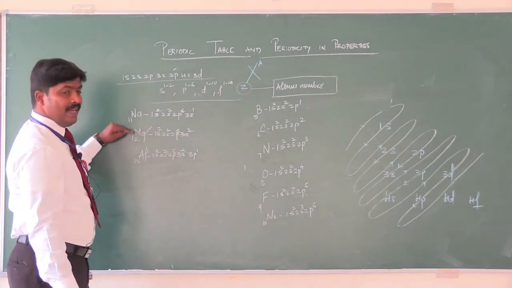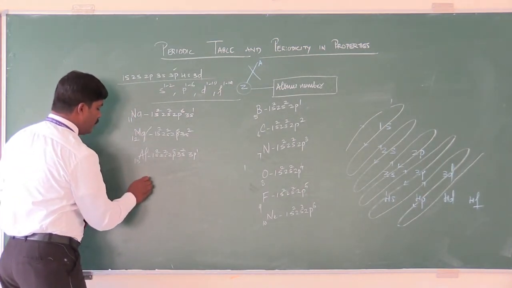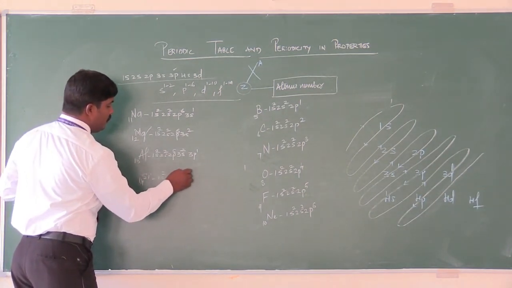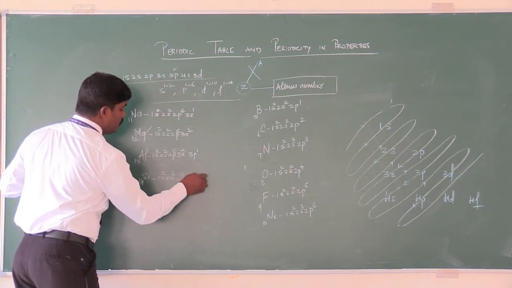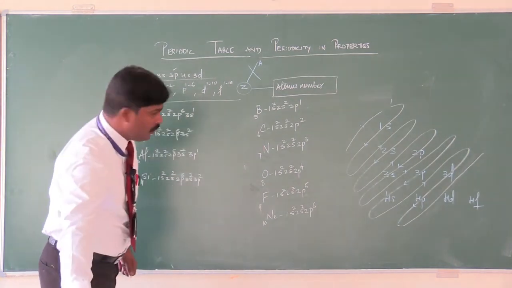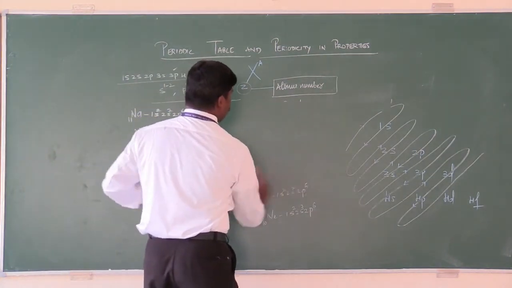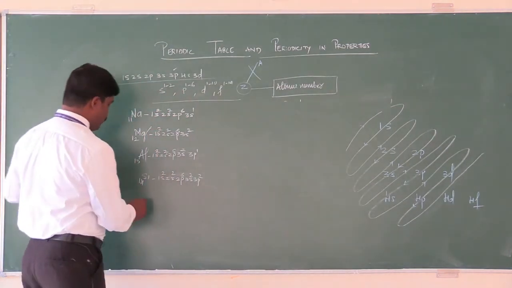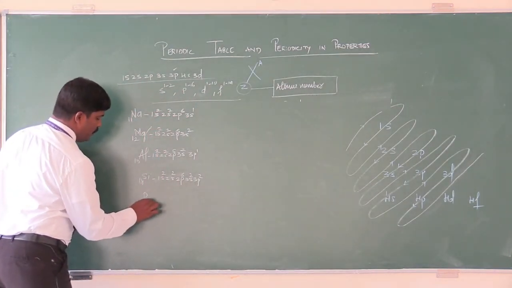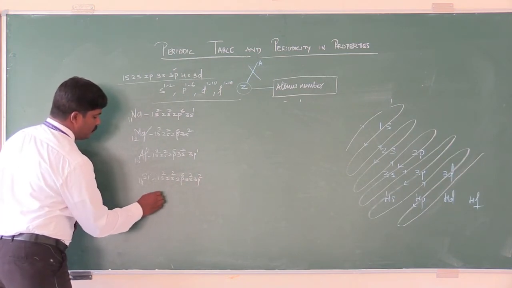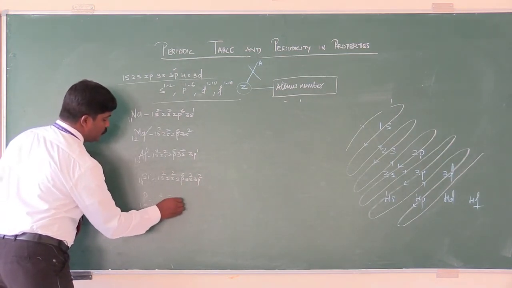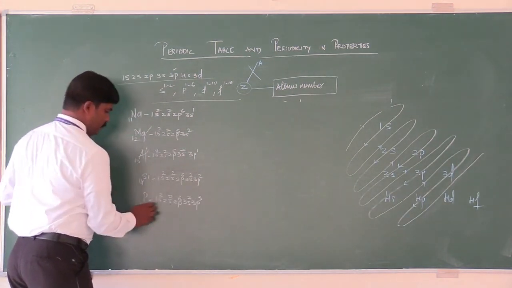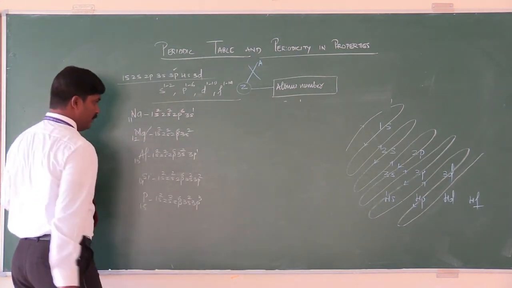Sodium, magnesium, aluminium, silicon, atomic number is 14. So we go with 1s2, 2s2, 2p6, 3s2 and 3p2. I'll take up phosphorus, atomic number is 15. So we need to write 1s2, 2s2, 2p6, 3s2 and 3p3. 10 plus 2, 12, 12 plus 3, 15.